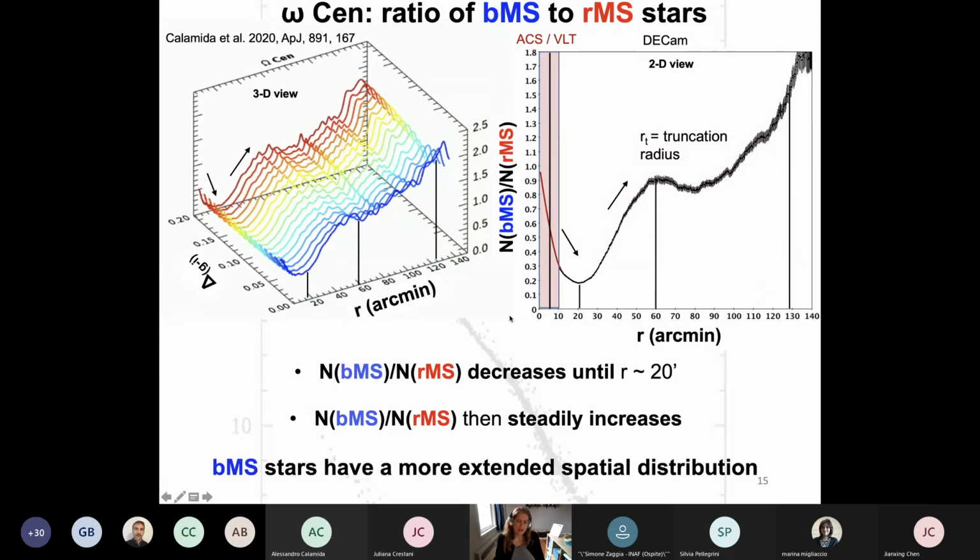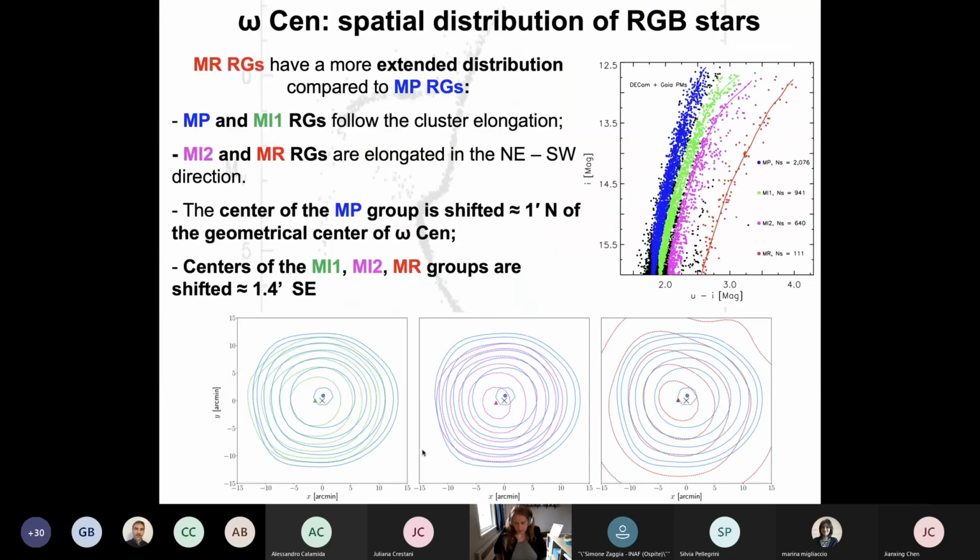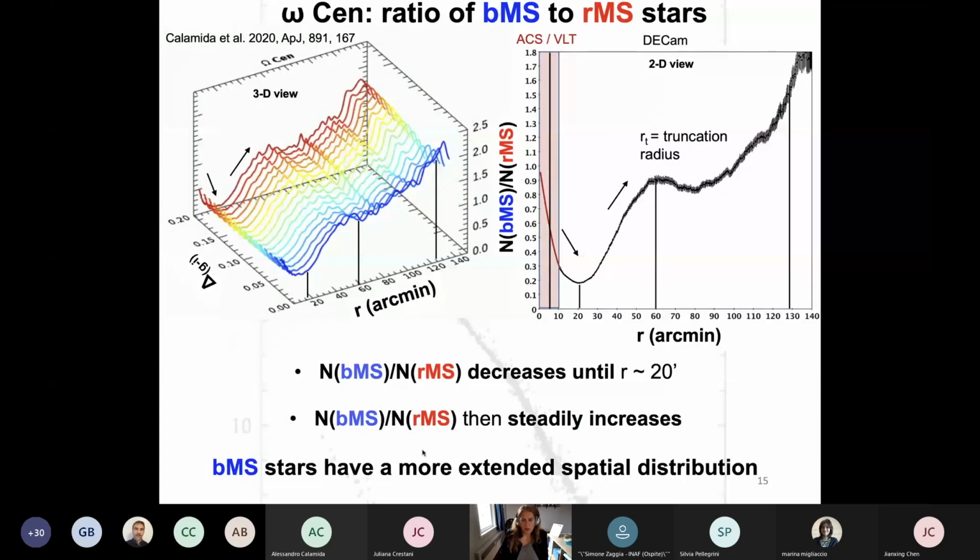So this is a very interesting result, because it's true that the blue main sequence stars are more centrally concentrated in comparison to the red main sequence stars. But then if you look at the outskirts of the clusters, you see that they also show a more extended spatial distribution.